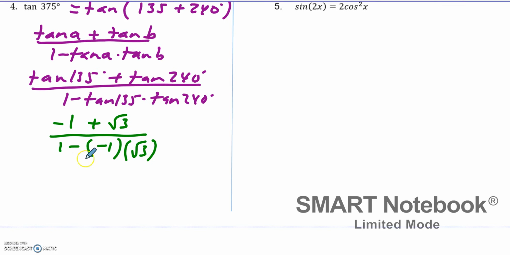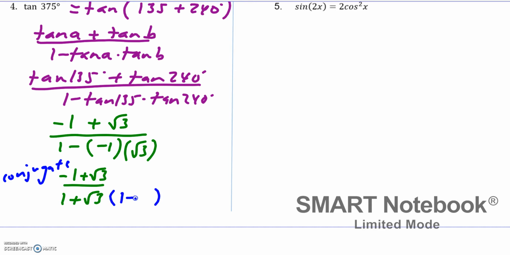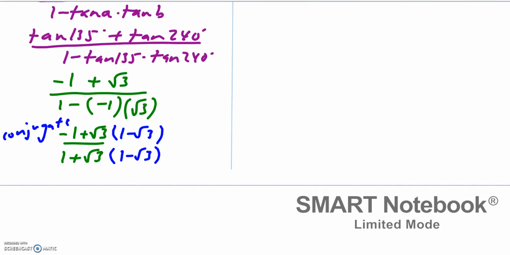So if I clean this up a little bit, we have -1 plus √3 on the top, and on the bottom we have negative times negative, 1 plus √3 on the bottom. Now you may recall that we cannot have a radical in the denominator. So what we use here is the idea of the conjugate. We need to multiply top and bottom by the conjugate, or 1 minus √3, because when we multiply by the conjugate, 1 positive, 1 negative, the middle terms tend to cross out.